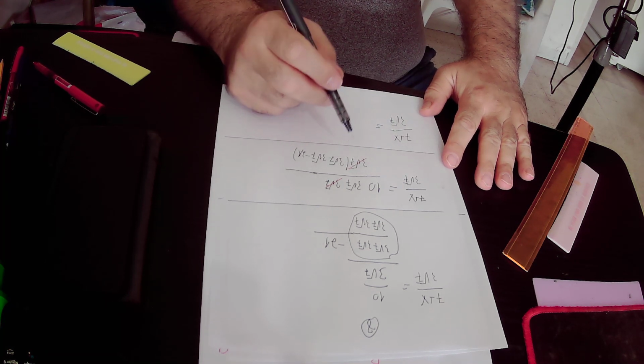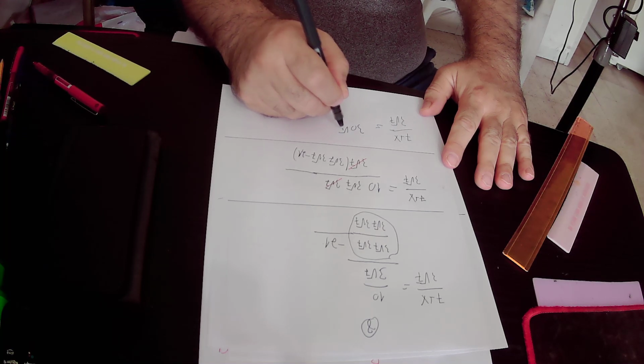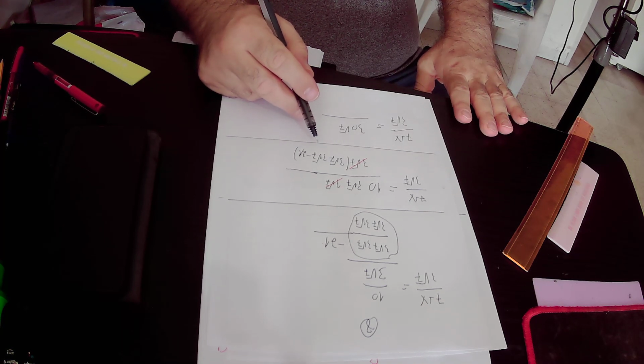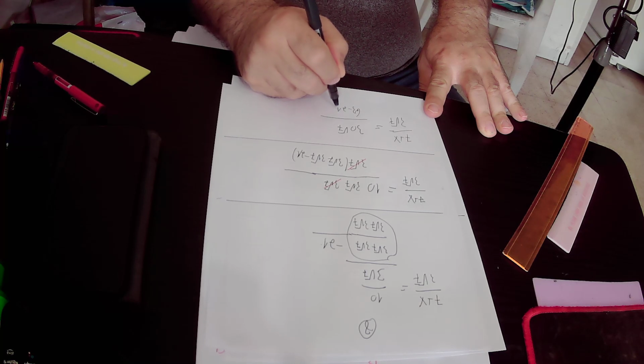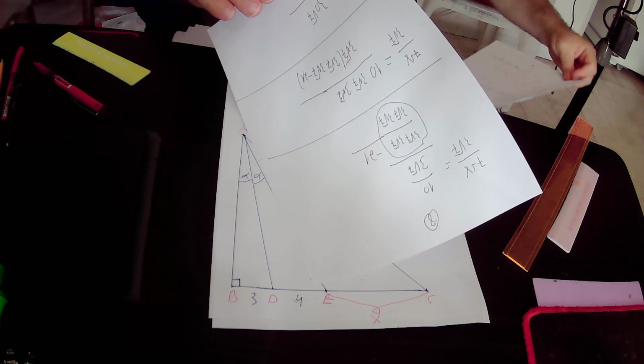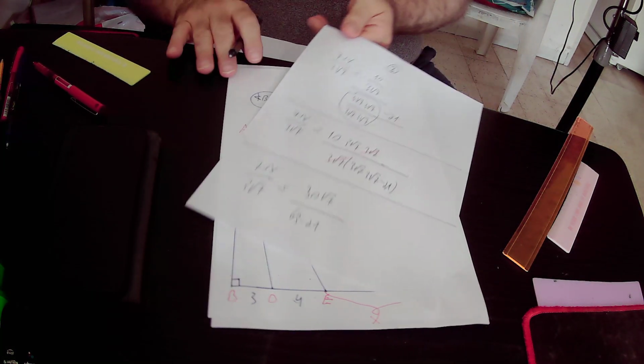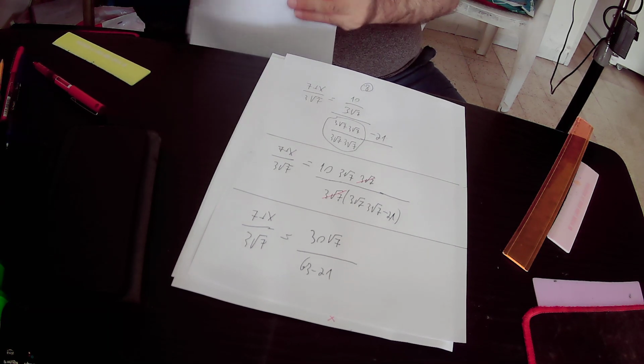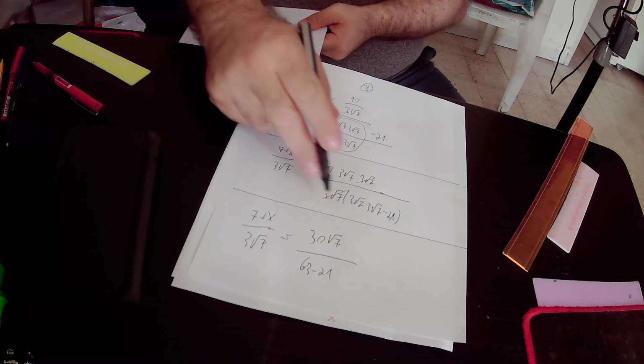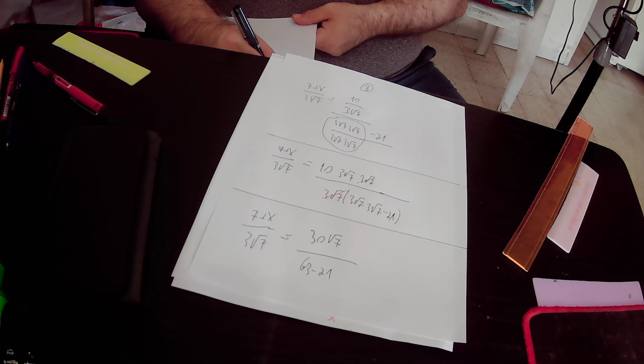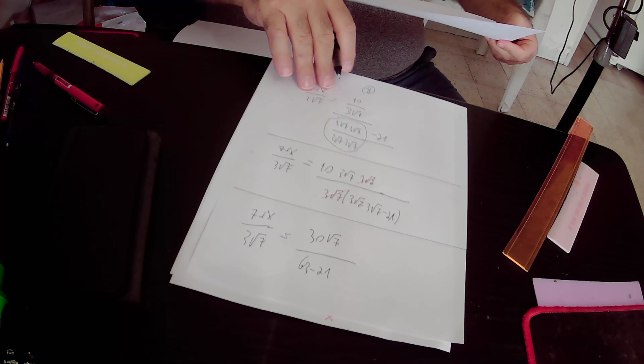equals, here 10 times 3 is 30. In total we will have 30 times root 7 over, here 3 times 3 is 9, and root 7 times root 7 is 7, and 9 times 7 is 63. 63 minus 21 is 42, so I write it down. 7 plus x over 3 times root 7 equals 30 times root 7 over 42. So we got this equality.